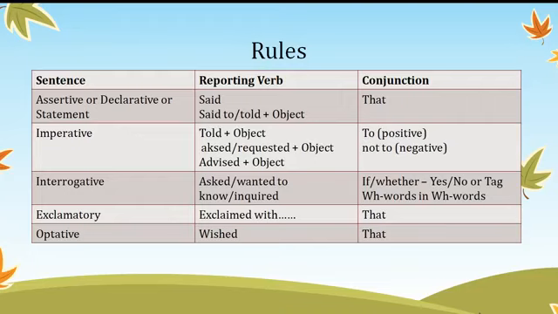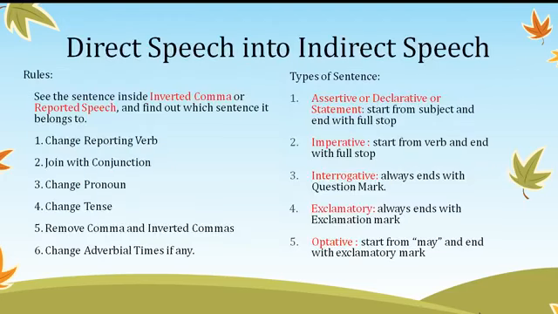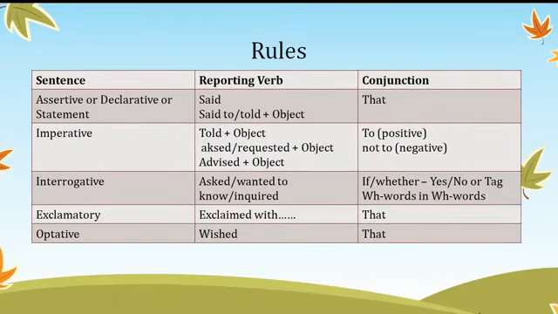And when we find these sentences inside the inverted commas in reported speech, then we get the reporting verb. I'm just showing rule number 1, number 2, number 3, one by one. That day also I described all the rules to you. When the sentence is a declarative statement, the reporting verb will become said, said to, or told plus object. I already said that. Said is without an object; said to or told always takes an object. What is the conjunction? That.